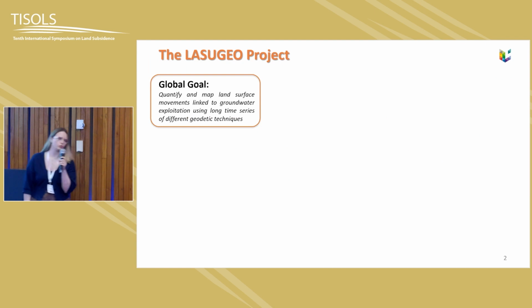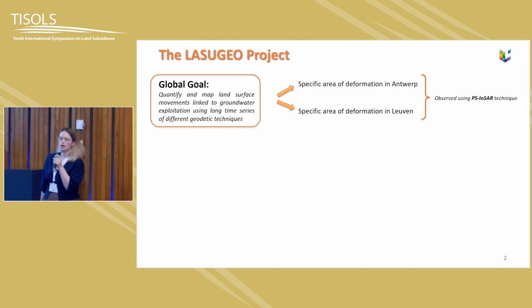First, I'm working in the framework of the LASUGEO project. The aim of this project is to map and quantify the impact of groundwater withdrawal on the surface of Belgium using long time series of different geodetic techniques. My colleague Atifi, who is also here at this conference, and I are working on two different cases. The first one is Antwerp and the second one is Leuven. I will present them a little later on.